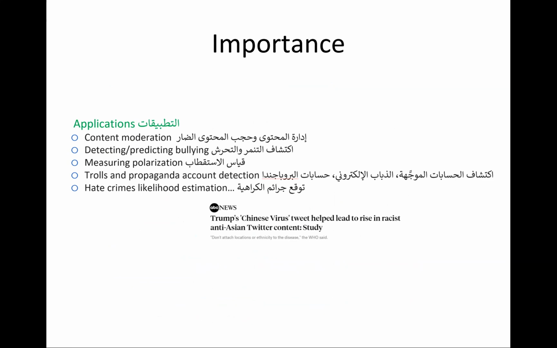Why is this topic important? Detecting hate speech and offensive language is very important for applications like content moderation, detecting or predicting cyberbullying, measuring polarization, propaganda accounts and troll detection, and also detecting hate crimes. We observed, for example, an increase in racism against Asians after Trump used the term Chinese virus. So detecting hate crimes and hate speech is very important for the safety of the community.